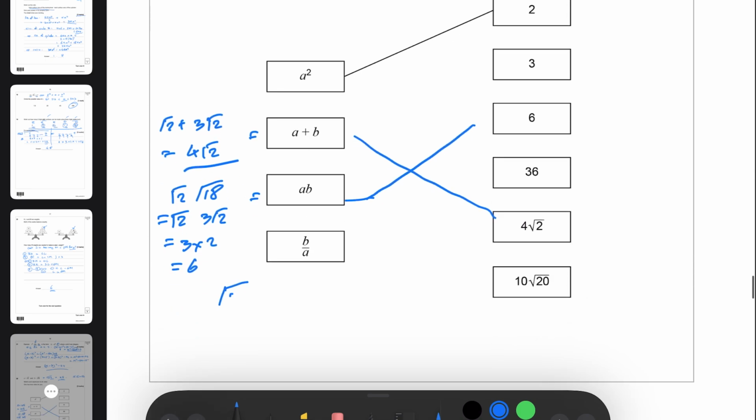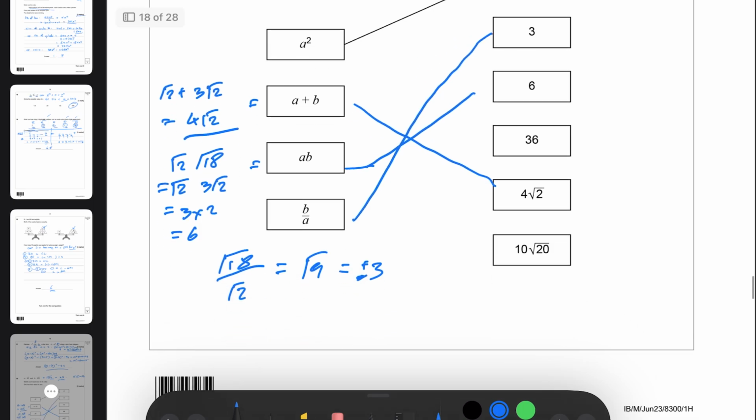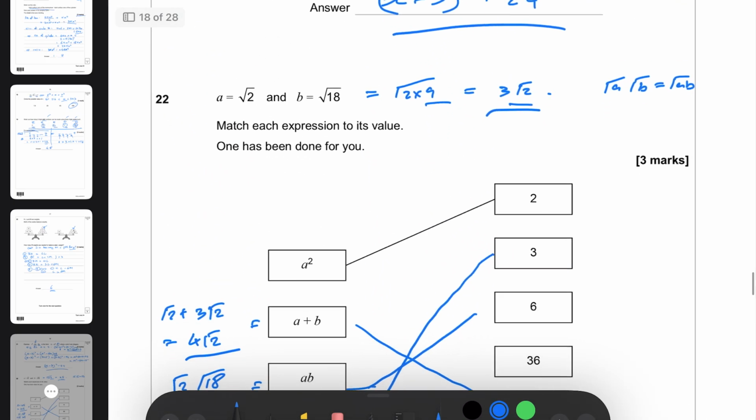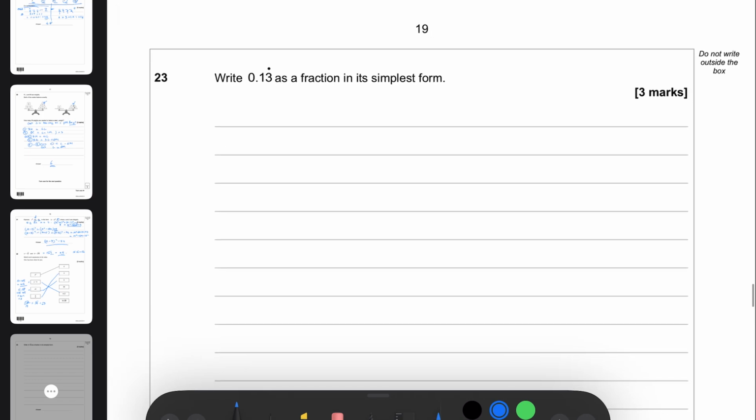B over A, so it's root 18 over root 2. We can just simply divide, which gives us 18 divided by 2, root 9, which is either plus or minus 3. However, in this case, they don't really seem to care about the minus 3, so we have B over A is 3. It's this simple. It's quite a nice question 22, to be fair. It's probably just a breather before we get into this.